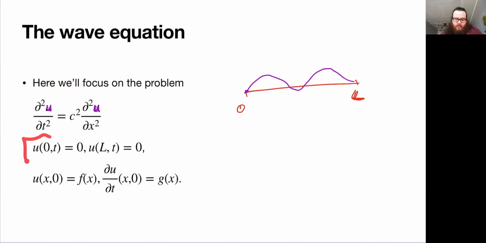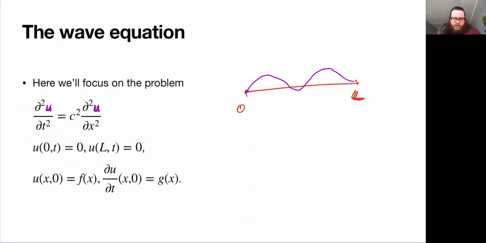These are the boundary conditions. And the interpretation here is that the string is tied down, so the displacement of the string at the point x equals 0 is 0 for all time. Likewise, the displacement at L is 0 for all time. So these tell you that the string is tied down at the ends. Those give us boundary conditions.